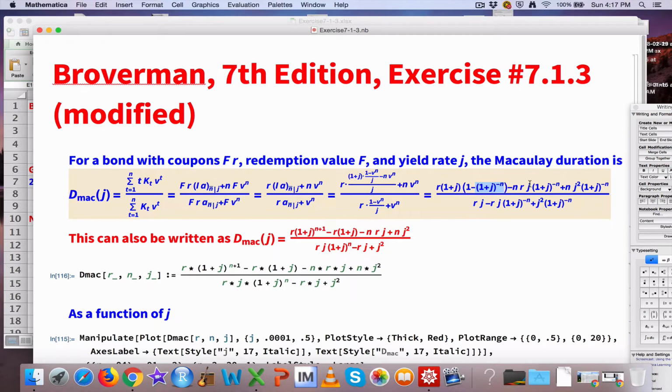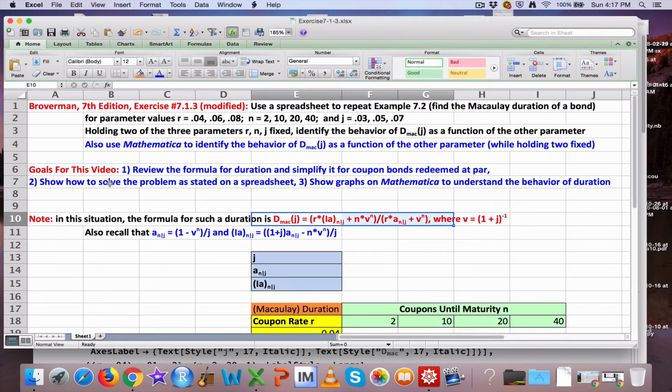You can essentially convert the 1 plus j to the negative n's to 1 plus j to the positive n's if you want. So what I did next is I multiplied the top and the bottom of this fraction by 1 plus j to the positive n and canceled all these 1 plus j to the negative n's that you see here, and wrote the formula this way. So you could pause the video, write that down. That's a pretty complicated function of r, n, and j. It can be entered into Mathematica, and we're going to make graphs later. For the moment, no. Let's go back to the spreadsheet and do part 2.